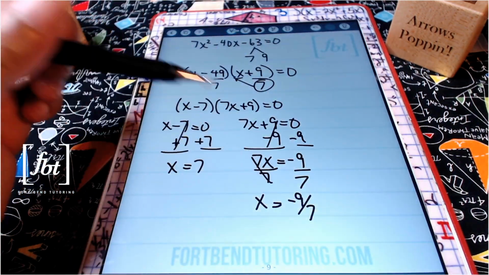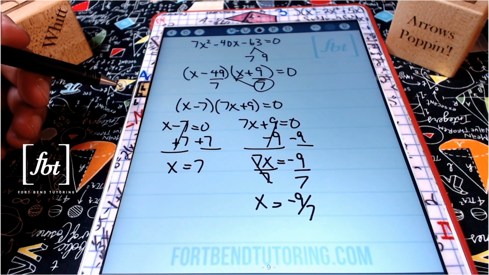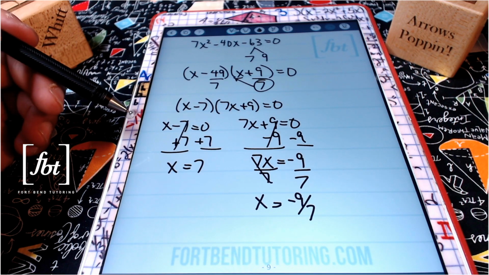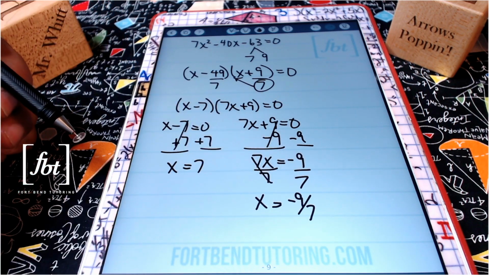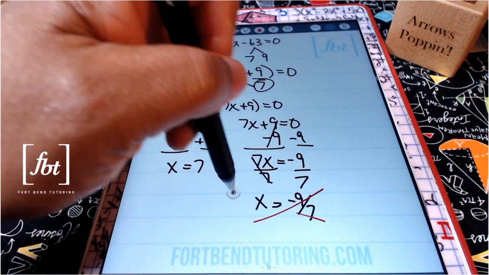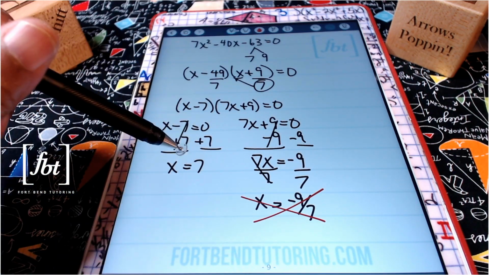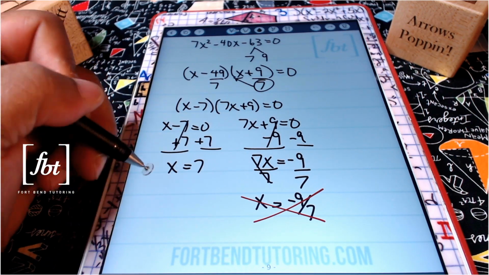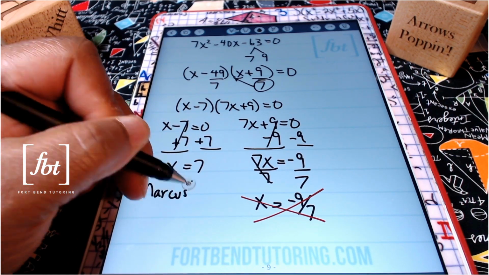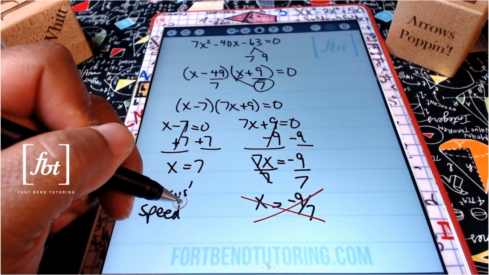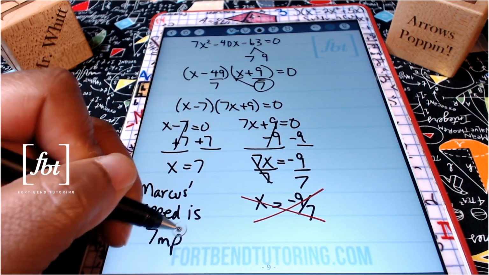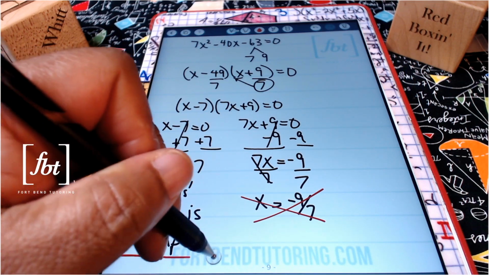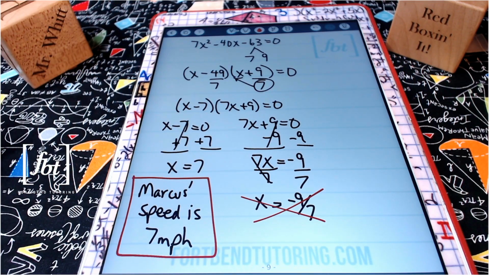The problem with the second solution, though, is unless Marcus was paddling backwards, his speed should not be a negative value. Therefore, we're going to consider this an extraneous solution, a solution we can't use. So forget about it. And that means that our only solution to this problem, as far as his speed is concerned, is the 7 solution that we have. That means that Marcus's speed is 7 miles per hour. All right, and that's our solution. Red, box it. Just like that, guys. And that completes problem number 4.